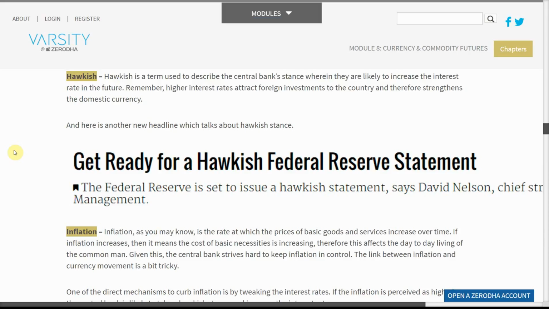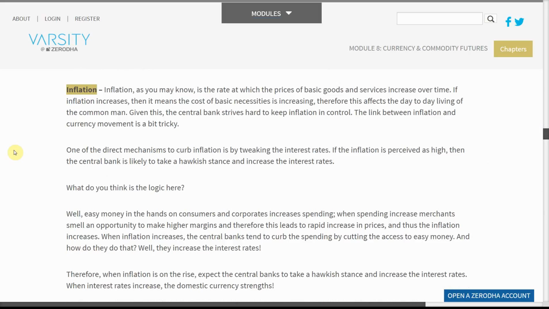Inflation, as you may know, is the rate at which the prices of basic goods and services increase over time. If inflation increases, then it means the cost of basic necessities is increasing. Therefore, this affects the day-to-day living of the common man. Given this, the central bank strives hard to keep inflation in control. The link between inflation and currency movement is a bit tricky.